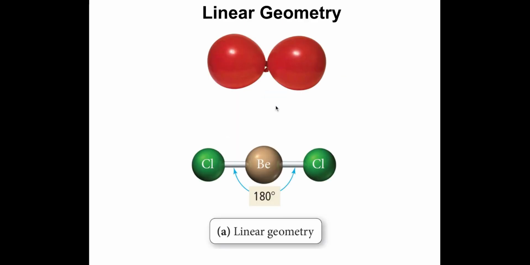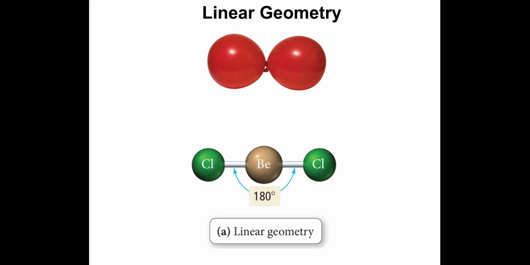And so here I'm going to go over a few shapes, and I'm going to show you pictures that are really cool. If you have a linear geometry, then you've got 2 bonding groups, and they are going to repel each other as much as possible. To be as far away as possible, these electron groups are going to be 180 degrees from each other, on opposite sides of the central atom. That gives them the most space, so it gives a linear geometry.